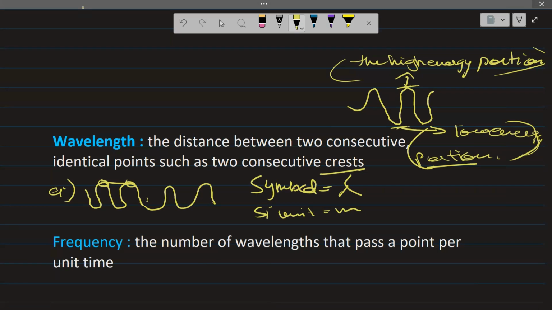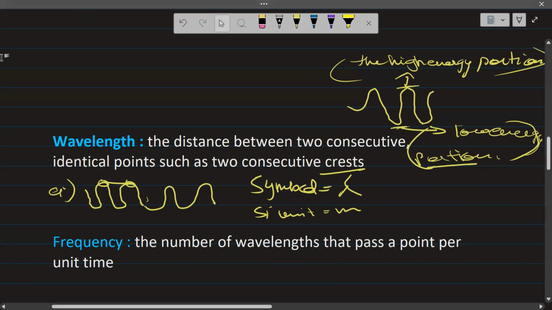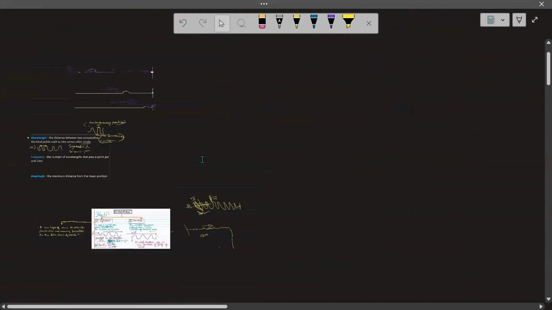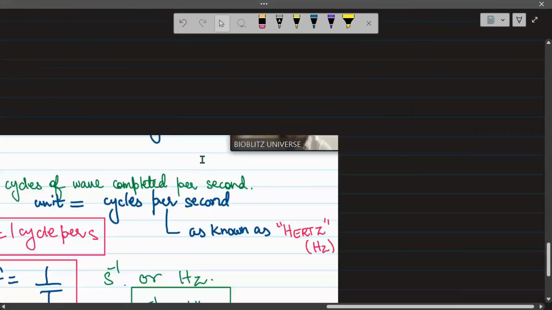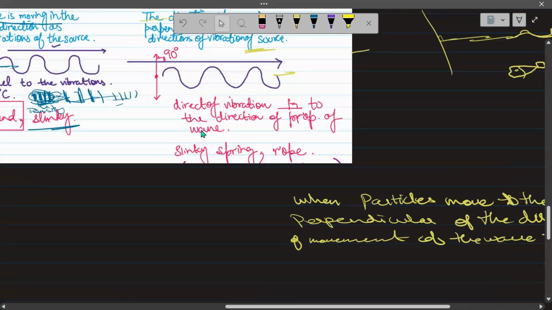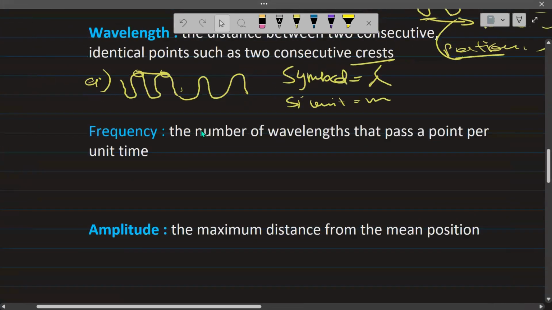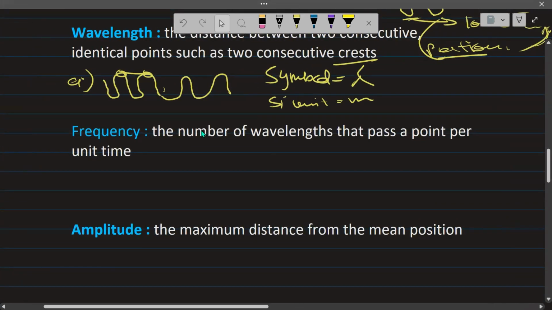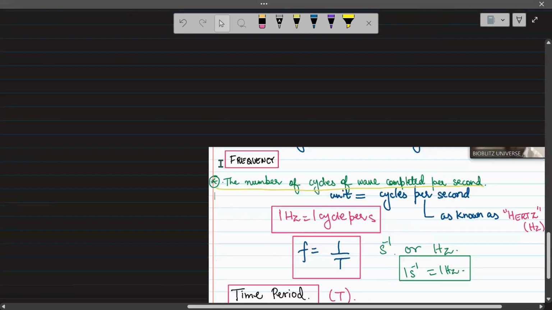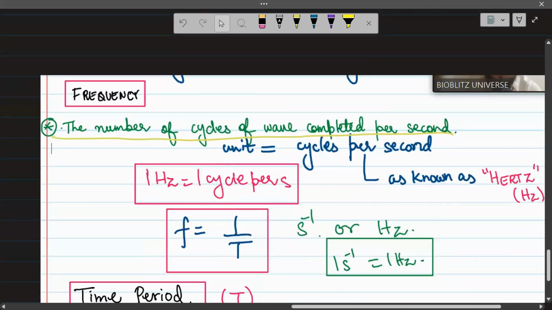So now let's come to frequency. Frequency is basically the number of wavelengths that pass a point per unit time. Or it's the number of cycles of a wave completed per second. This is also a good definition. You can write both in the past paper, because I have practiced so many that it just comes to my tongue. Past papers are very important, so you have to do them.